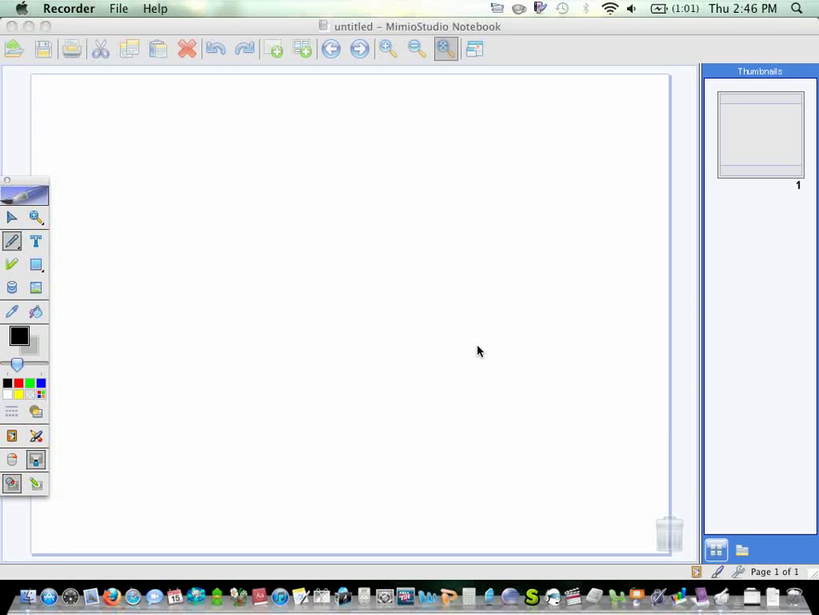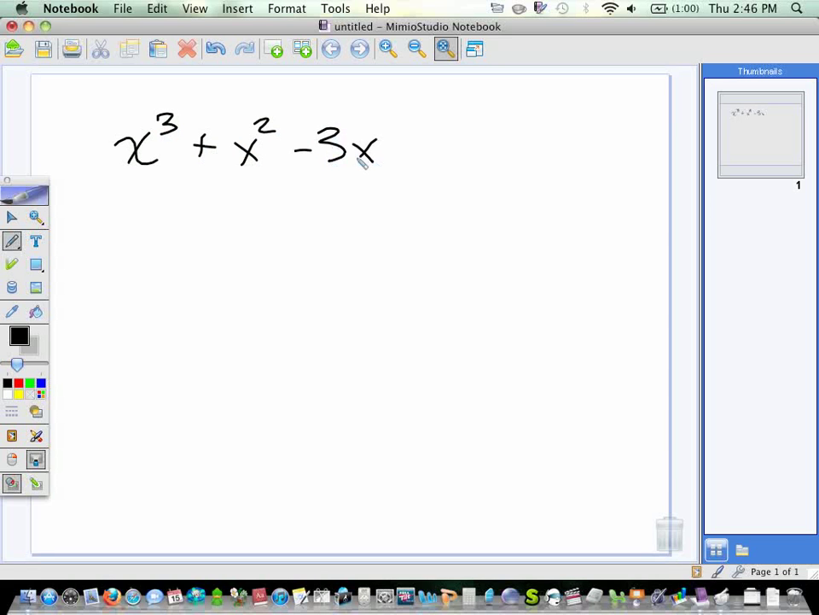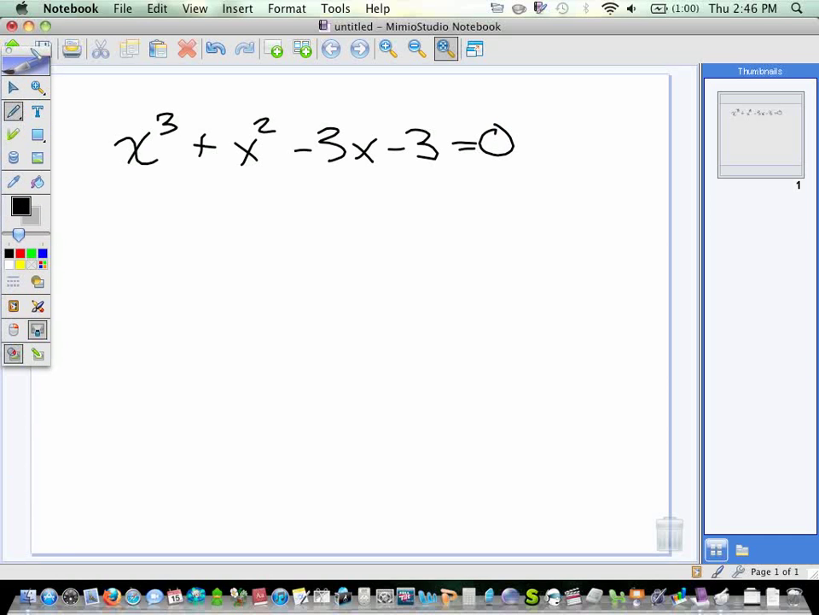So to give you an example, I'm going to start with x cubed plus x squared minus 3x minus 3 equals 0. Now when we talk about finding roots, what we mean is what values of x are going to make this statement true. Now, if you look at it, there could be multiple values. As we talked about in class before, when you have a cubic function, that means there's a possibility of having 3 roots.